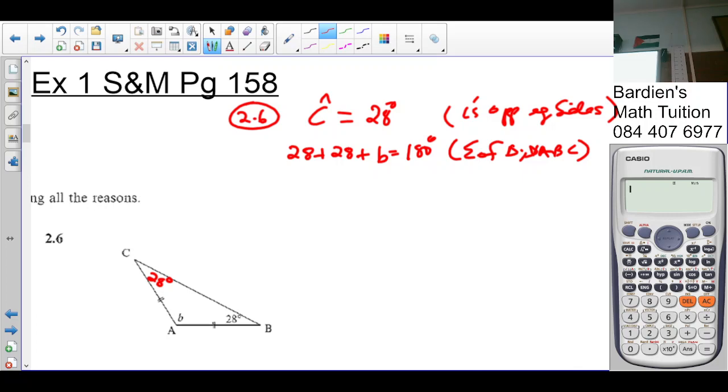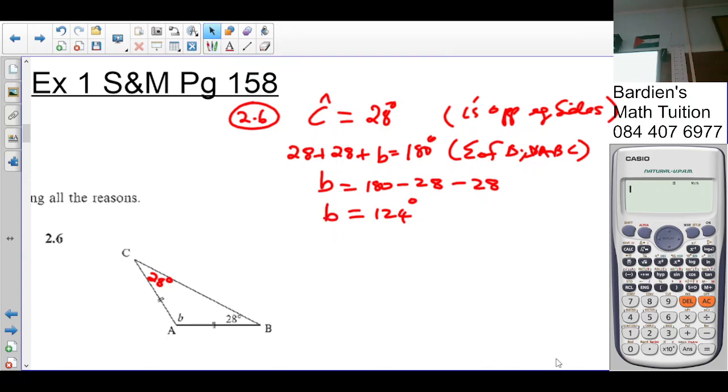Now that gives me B is equal to 180 minus 28 minus 28, which is 124. Okay.